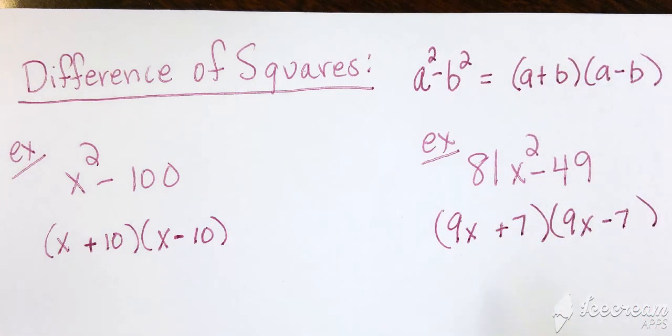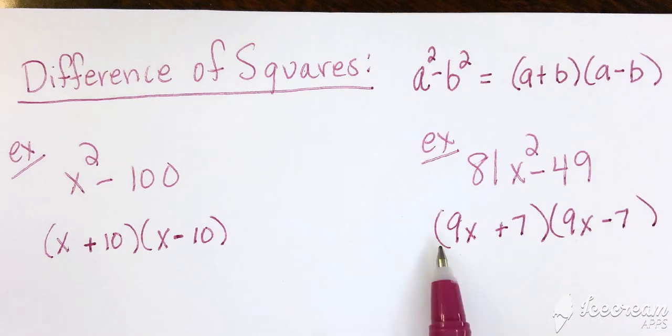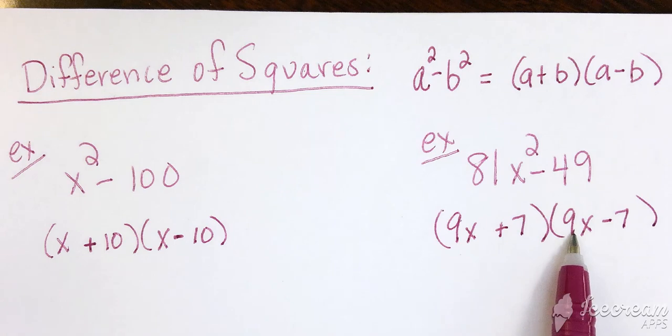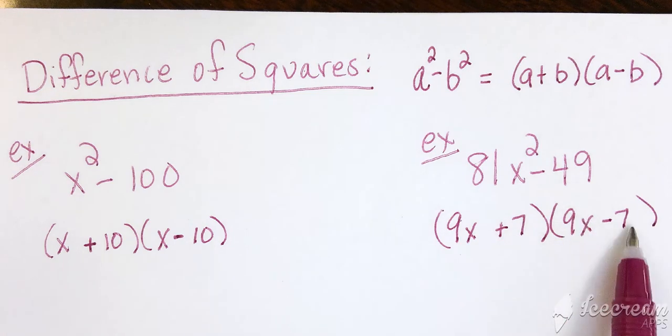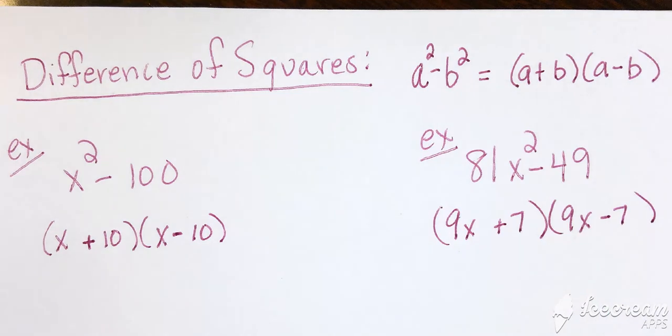So again, if we do a little check, if we multiply the inside, that's 63x. If we multiply the outside, that's negative 63x. Those would cancel. The first terms give you 81x squared, and the last terms give you negative 49. So that is factoring using difference of squares.